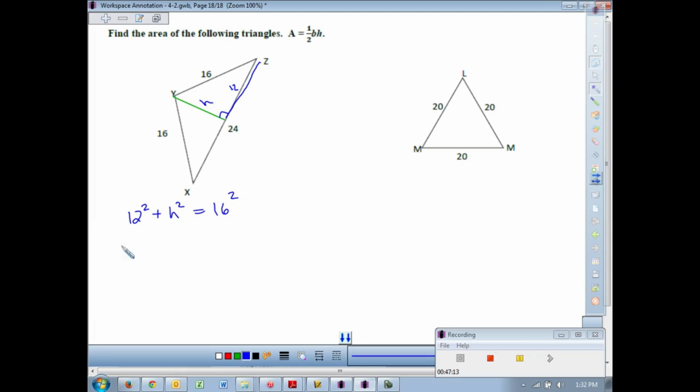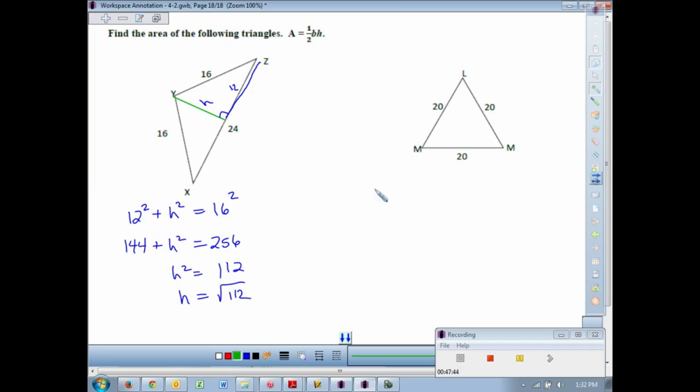Nice. 12 squared is 144. I'll help you because we're running short of time. 16 squared, anybody know? 256. You can punch that in if you don't know. Subtract. Do we get 112? Is that right? I just did that in my head. H squared equals 112. So then H equals the square root of 112.